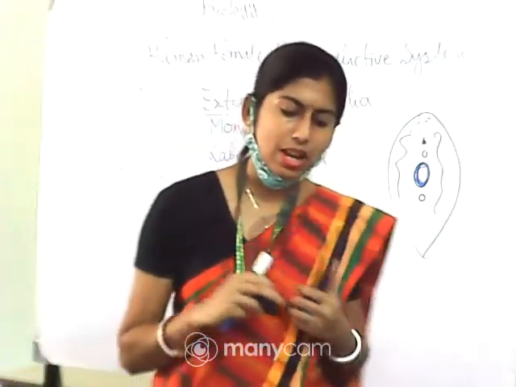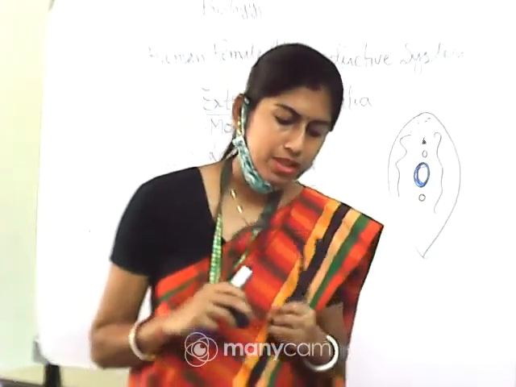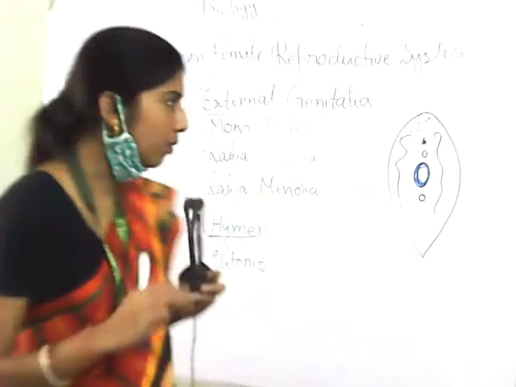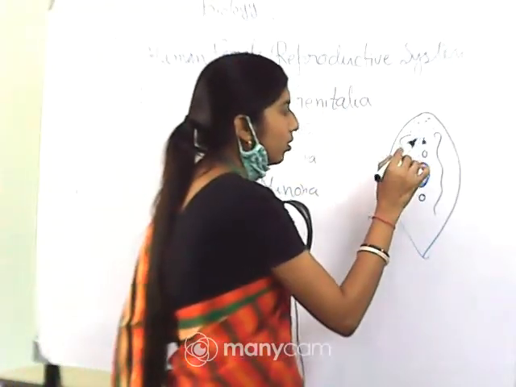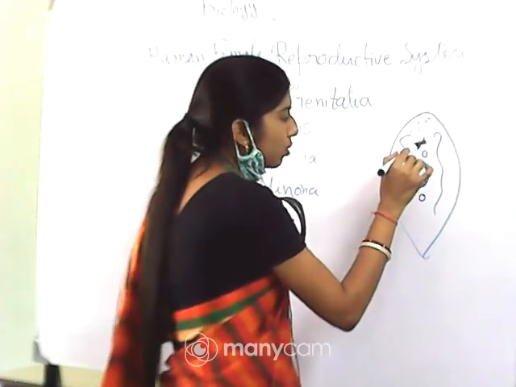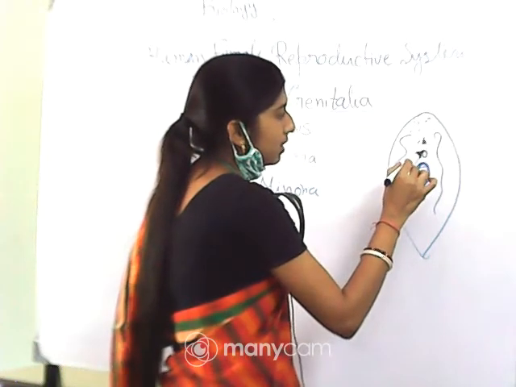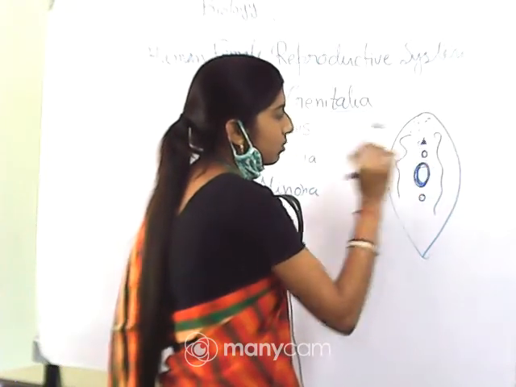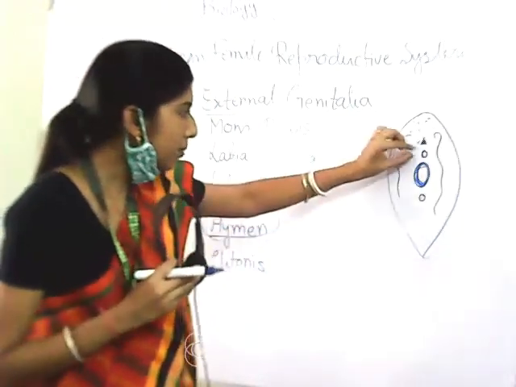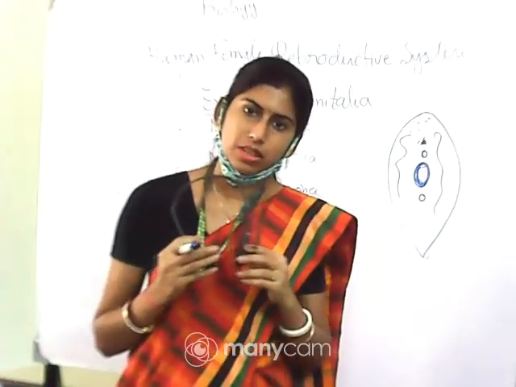The clitoris is a tiny finger-like structure which lies at the upper junction of the two labia majora and above the urethral opening. So first this one is the anus, this one is the vaginal opening, this one is the urethral opening and this one is the clitoris. I have kept some spaces so that you can understand the different positions.